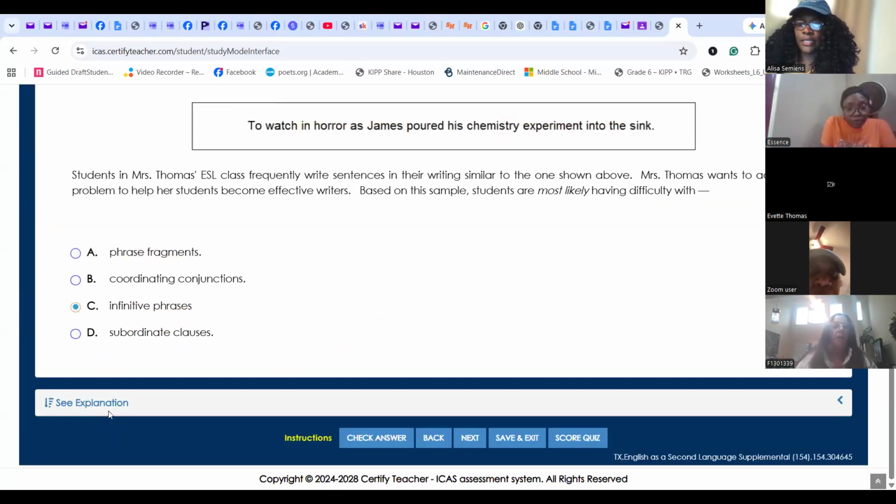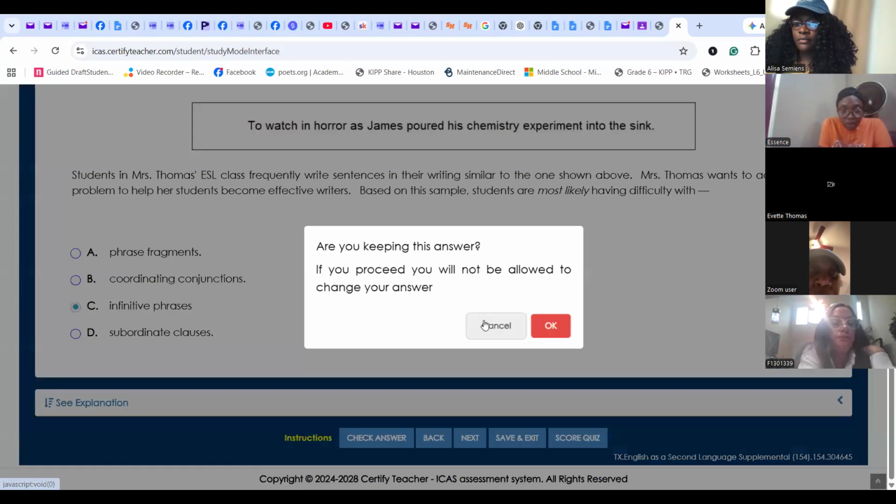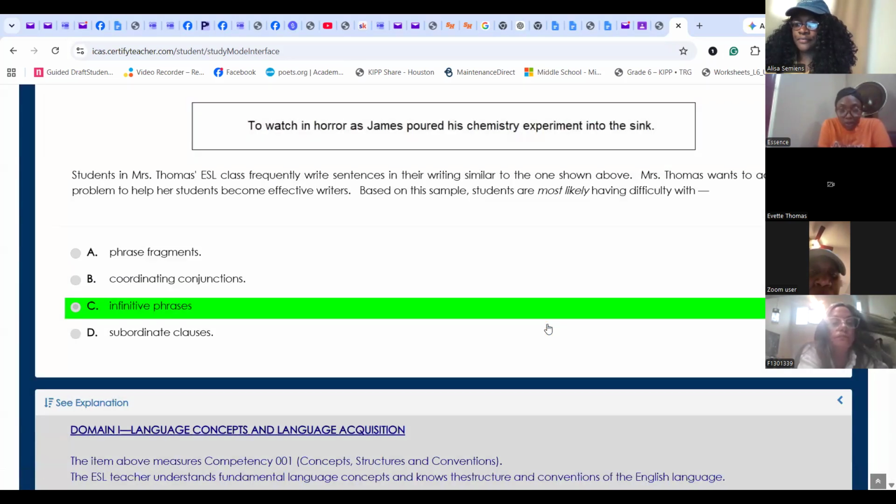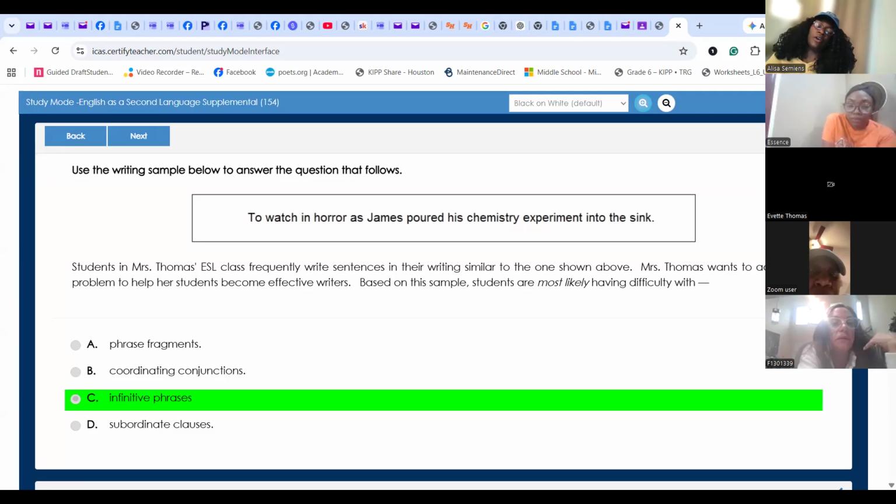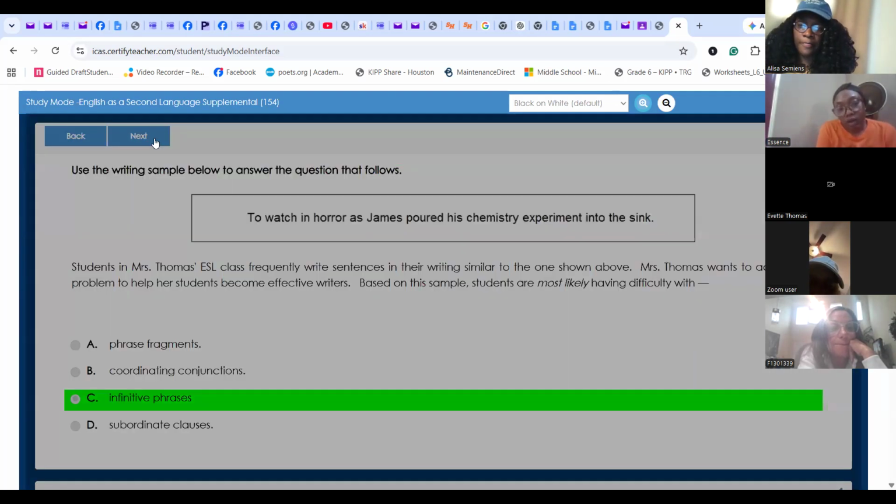Anyone have any questions about this one? Infinitive phrase. So for the grammar part, I would make sure I know what a coordinating conjunction is, a subordinating conjunction, compound, complex sentences, relative pronouns. It's not enough to just know what a verb is or a noun or an adjective. You got to go a little bit deeper.